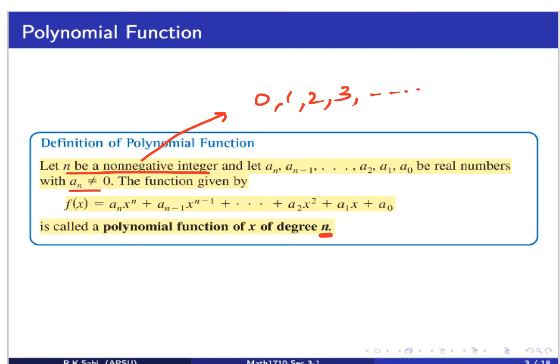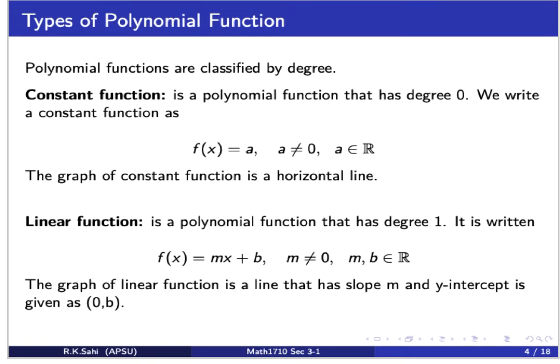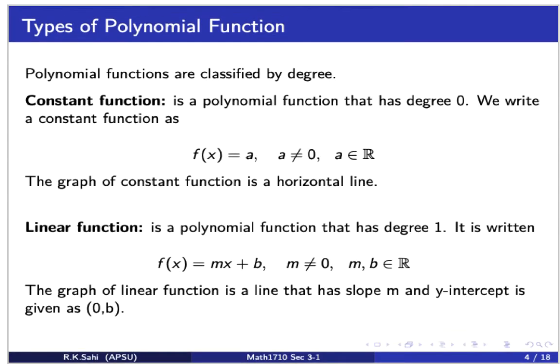So let's look at some types of polynomial function. The simplest one is a constant function. It's a polynomial that has degree 0. For example, f(x) equals a, where a is not 0, a is a real number. Let's look at a nice little simple example.